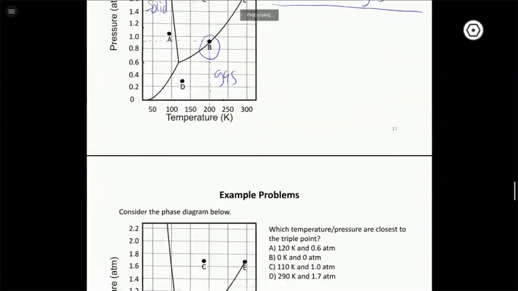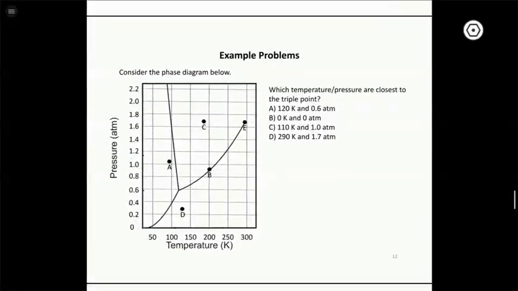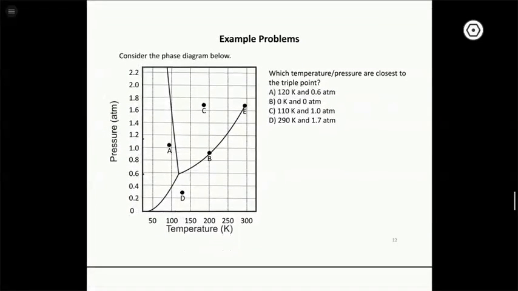Next is a multiple choice one. Which temperature and pressure are closest to the triple point? Remember, the triple point is where solid, liquid, and gas all come together, where those three different phase change lines all meet. So that's going to be right there. We want to find which temperature and pressure are closest to this.